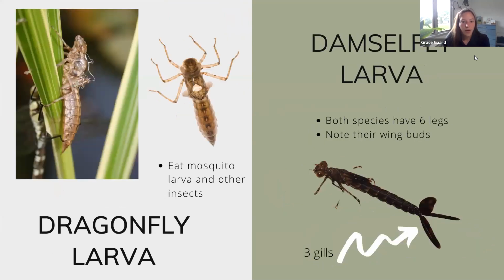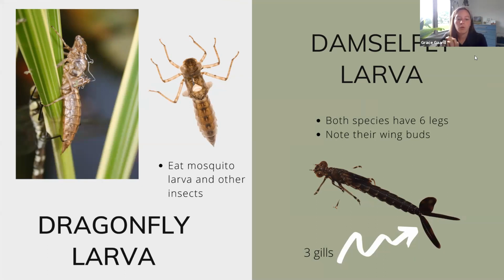And then the last 2 that I have to show you are dragonfly and damselfly. So people often get these kind of confused once they're adults. Dragonflies are going to be the ones that have their wings spread out when they land, versus a damselfly will be the ones that have their wings folded up on their back.